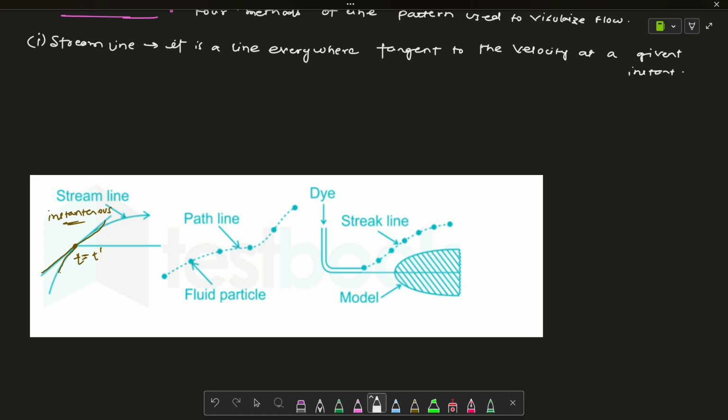This method is known as streamline. When a flow is there and you see some pattern in the flow, you see the velocity vector and draw a tangent accordingly, and then you say that this is the streamline of the flow. A streamline is convenient to calculate mathematically. It is easy to equate or solve mathematically.